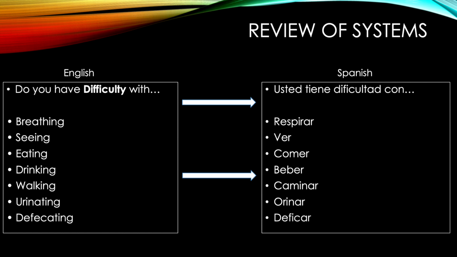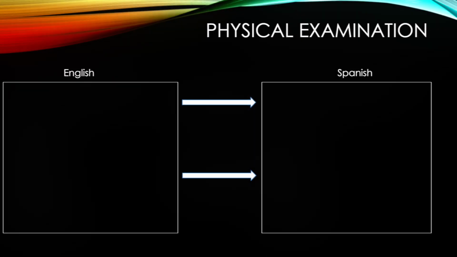All right, so a full sentence would be something along the lines of, ¿Usted tiene dificultad con respirar? Right? Or usted tiene dificultad con caminar. So these are just different ways that you could see if there's anything else going on with the patient before you move over to the physical exam.